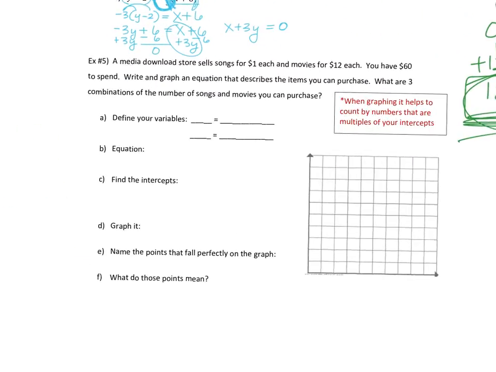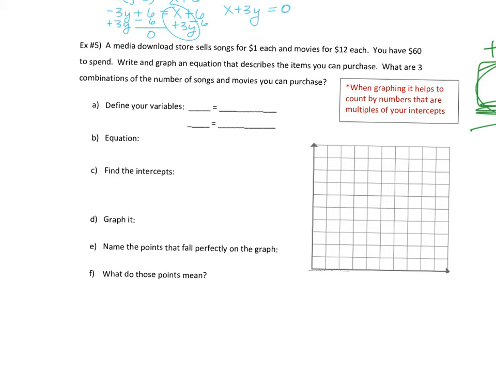Last problem. Almost done. And this one's a little bit tricky. So I gave you all the steps very broken down. And then we'll talk about it's the graphing part that I feel like is the tricky part, okay? Here's what it says. A media download store sells songs for $1 each and movies for $12 each, okay? You have $60 to spend. So your total is $60. Write and graph an equation that describes the items you can purchase. What are 3 combinations of numbers of songs and movies that you could buy? So I could buy 2 movies and 6 songs, or I could buy 3 movies and 4 songs. Like what works out, okay?